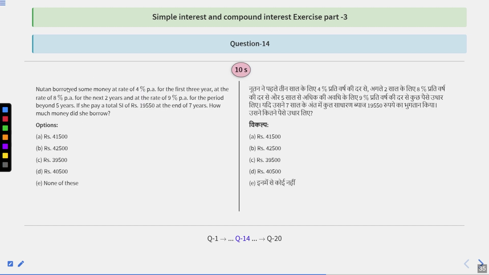Next one. Nutan borrowed some money at the rate of 4% per annum for the first 3 years, at the rate of 8% per annum for the next 2 years, and at the rate of 9% per annum for the period beyond 5 years. If she pays a total simple interest of rupees 19,550 at the end of 7 years, how much money did she borrow? You have 5 options and 10 seconds to analyze the question. Your time starts now.